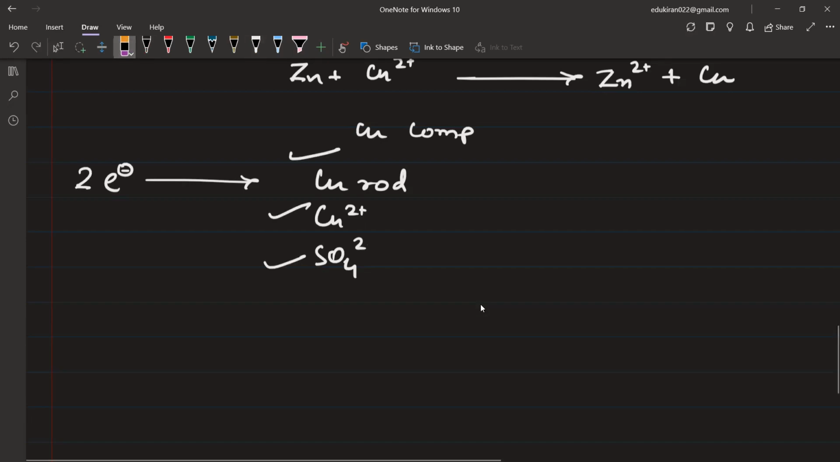Now tell me, these 2 electrons, they will be eaten by what? The copper rod or the Cu2+ or the SO4 2-? If I talk initially, then I can cross out this SO4 2- because it is 2 negative. That means it is negatively charged. Negatively charged and negatively charged, they will repel each other, right? So obviously SO4 2- is not going to eat these 2 electrons.